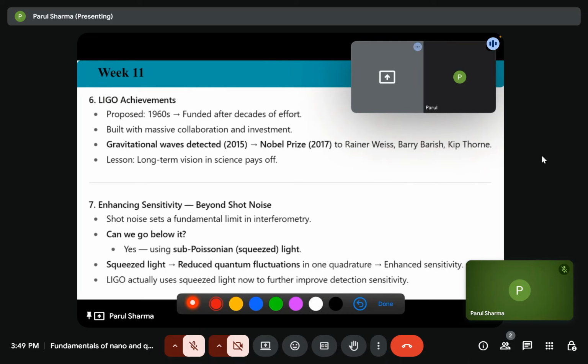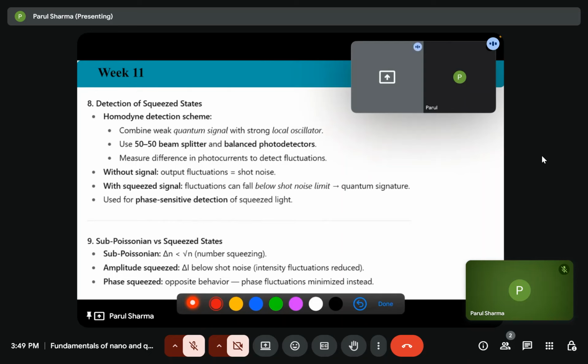So for detection of a squeezed state, we use the homodyne detection scheme. So we saw that one of the detection schemes was balanced photodetection, where we were combining a small signal. In general, a small signal is difficult to measure. So to detect that, what can we do? We can take a strong signal and a weak signal. So you can think of it like this.